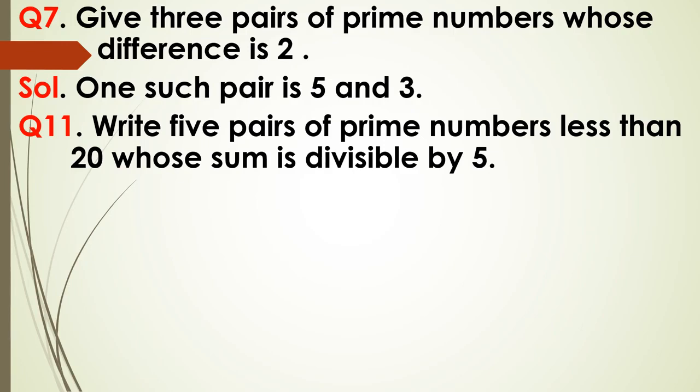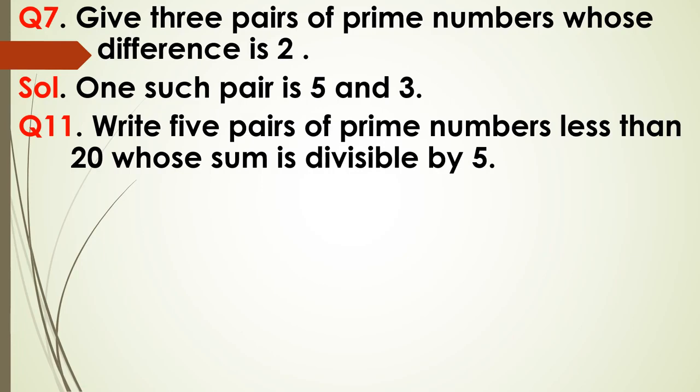Question number 11. Write 5 pairs of prime numbers less than 20 whose sum is divisible by 5. 5 pairs of prime numbers less than 20. Okay, now prime numbers must be less than 20. You can't take more than 20. Whose sum is, now you will not find out difference, you will find out sum. Sum is divisible by 5.